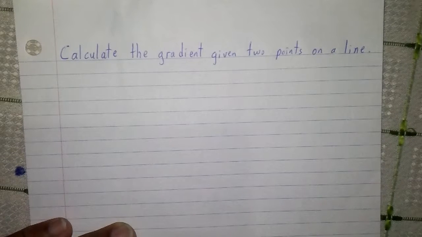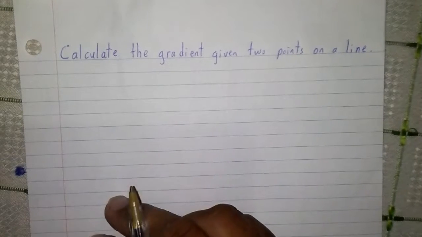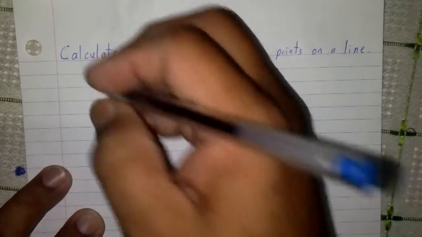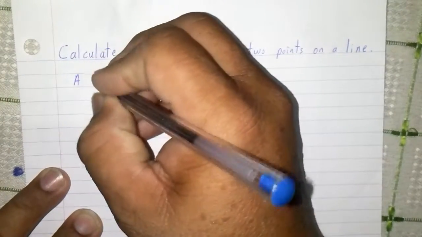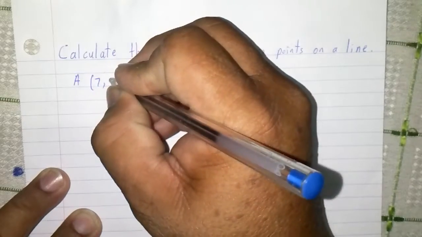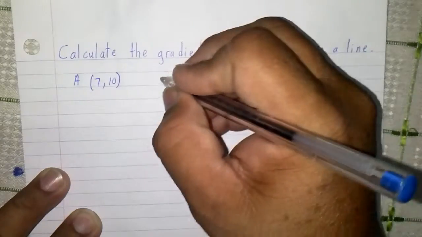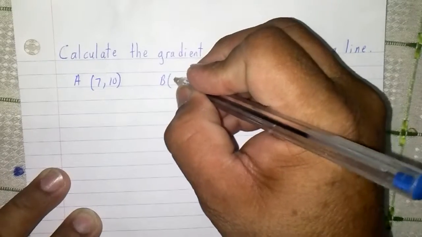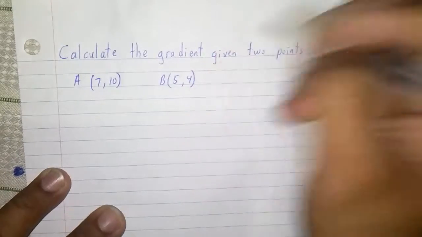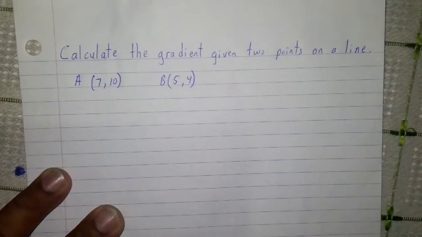How to calculate the gradient given 2 points on a line. In other words, we will learn how to calculate the gradient given 2 points that are on a specific line. So let's take 2 points. These 2 points, let them be A (7, 10) and B (5, 4). Now there's an equation that we will be using.